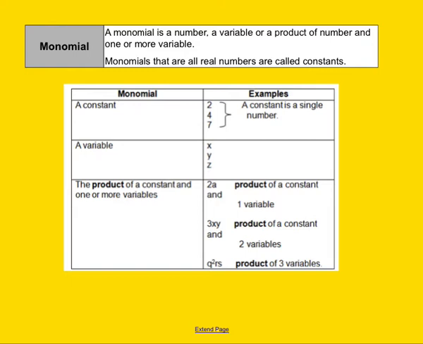So let's take a look at this chart here. So what is a monomial? We talked about this a little bit at the beginning. A monomial could be a number, it could be a variable, or it could be the product of the two of them. So monomials that are all real numbers are called constants. This is the kind of stuff that we talked about on the first note video of this unit. Beneath there is a chart with some examples if you're having problems visualizing what I'm saying. But do jot some notes down about monomials because that will help you in the future.